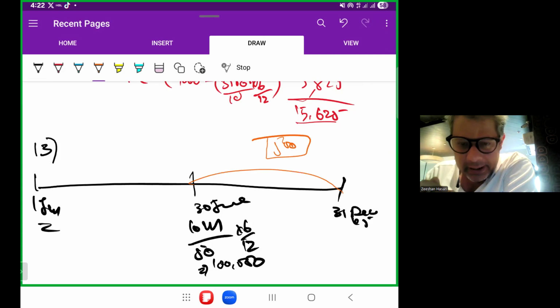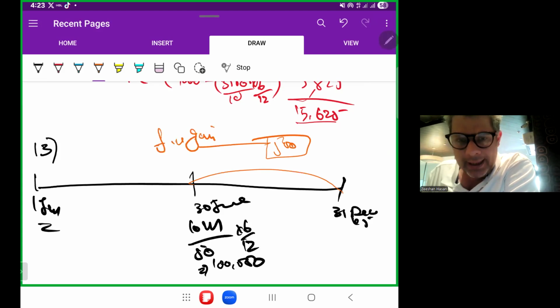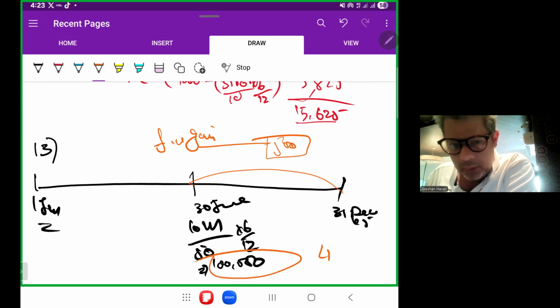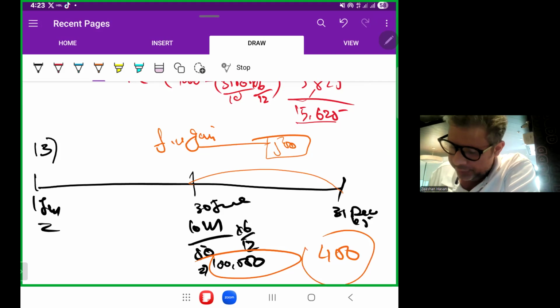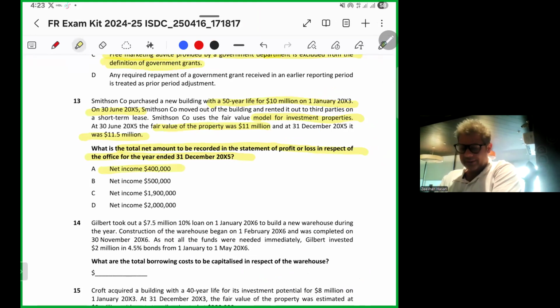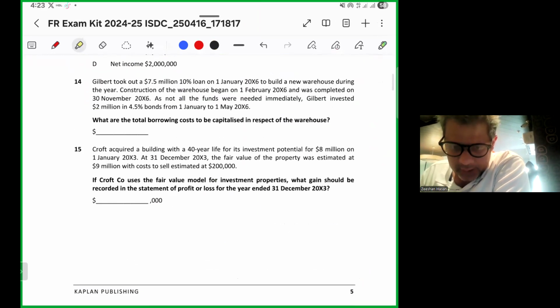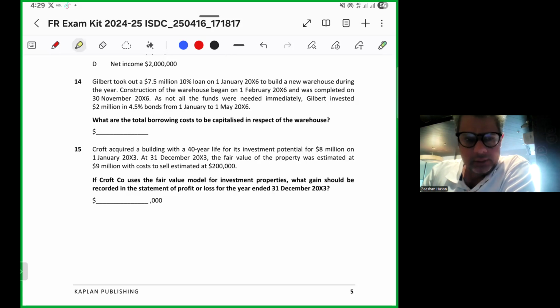Therefore, the total net income will be 400,000, being the 500,000 fair value gain, less the 100,000 depreciation expense. So overall gain is 400,000. So the answer is net income of 400,000. So far, so good. I hope you get it till here. So, next question.